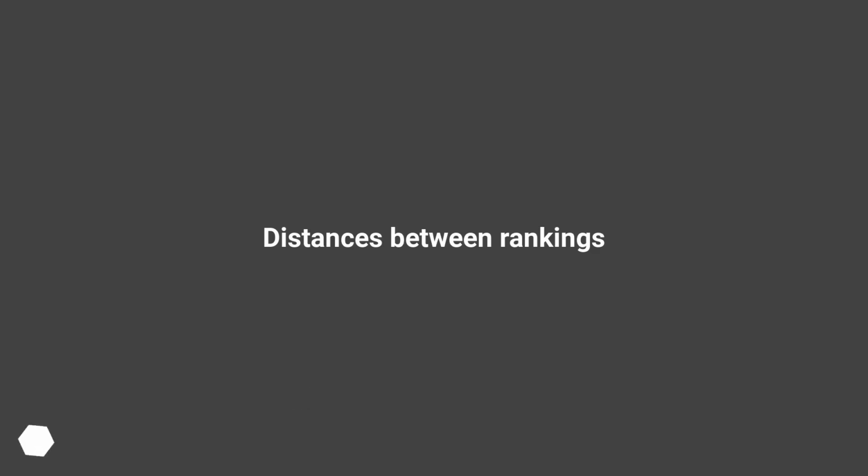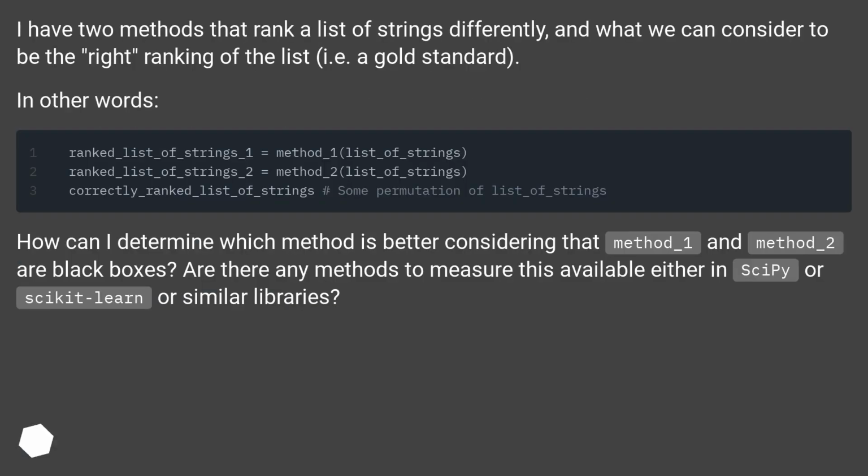Distances between rankings. I have two methods that rank a list of strings differently, and what we can consider to be the right ranking of the list, i.e. gold standard. In other words, how can I determine which method is better, considering that method_1 and method_2 are black boxes?